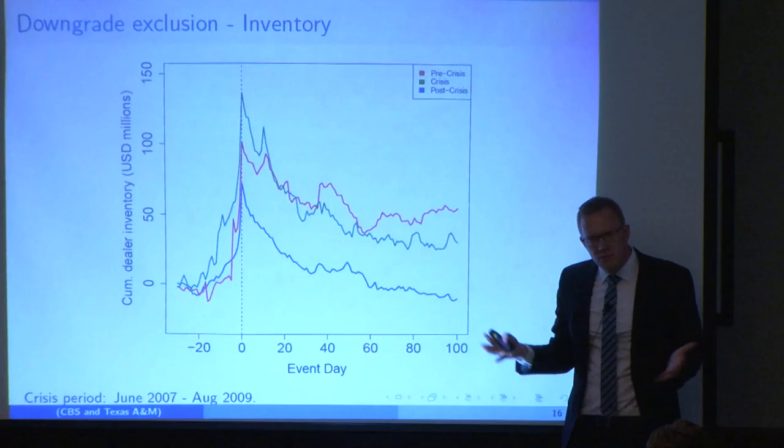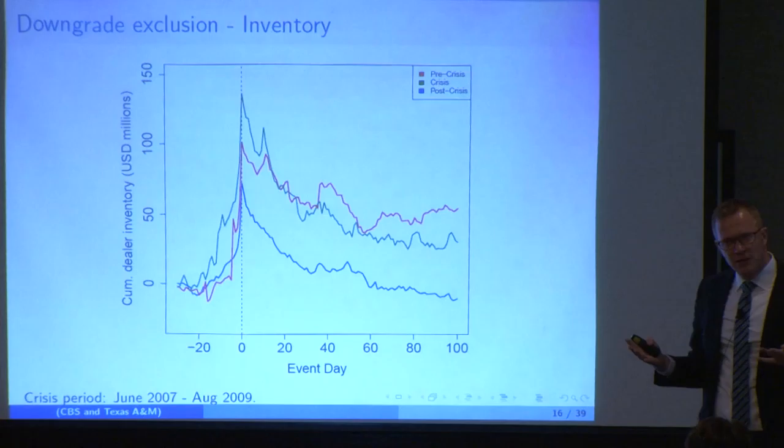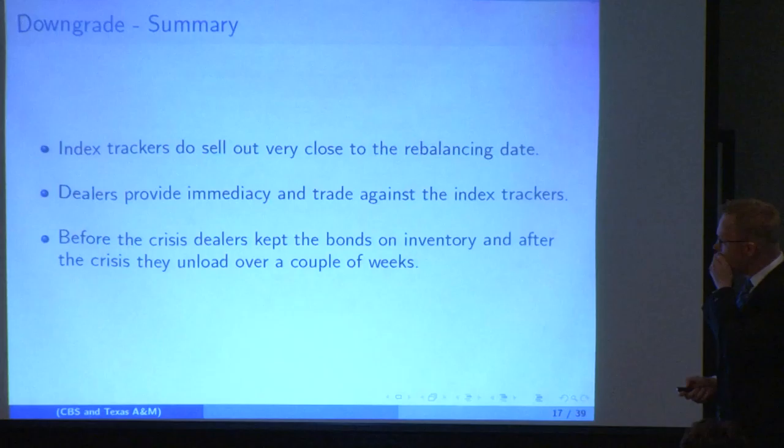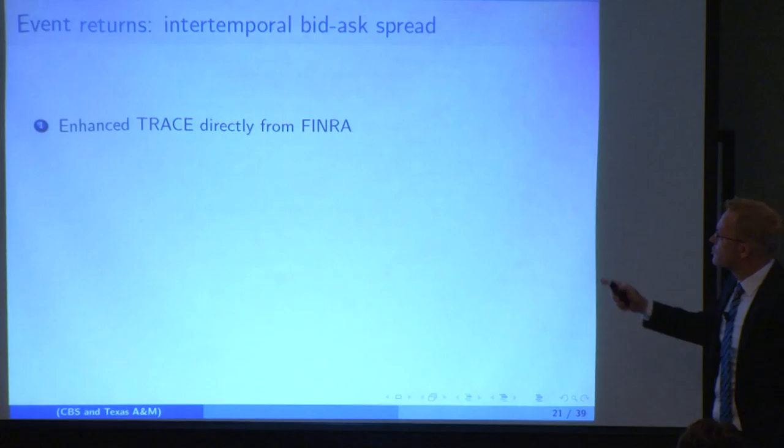People are no longer taking this risk, and market makers are more safe than they used to be. But it comes at the cost of a higher cost of immediacy. Let's try to look at the cost of immediacy. You can do the same thing for the maturity exclusions. But let's look at the cost of immediacy and how we estimate it. So we're going to use this TRACE data, which is transaction data.